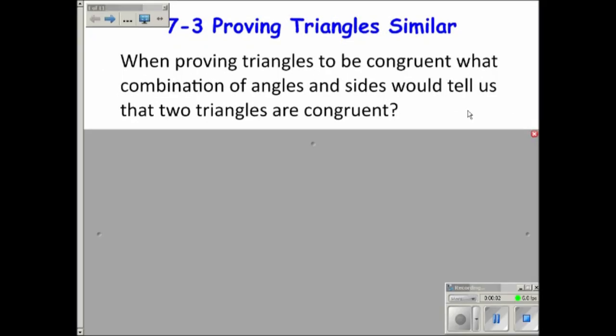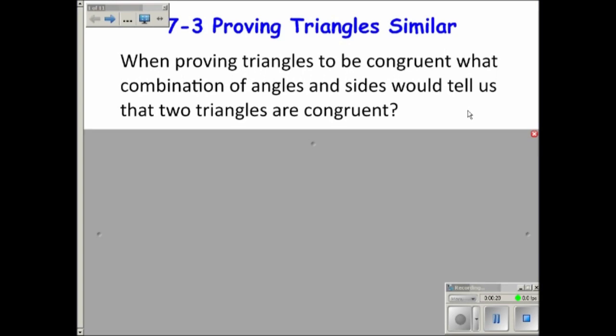Section 7-3 is about proving triangles are similar. Now, I know that many of you aren't really excited to do more proofs, but you may be excited to know that this is the last section that requires proofs for this year. There will be sections where we talk about justifying things for proofs, but this is the last section where you will need to do proofs on homework and quizzes and tests.